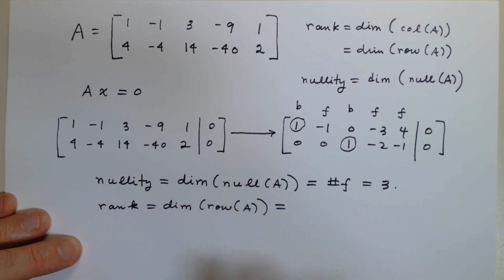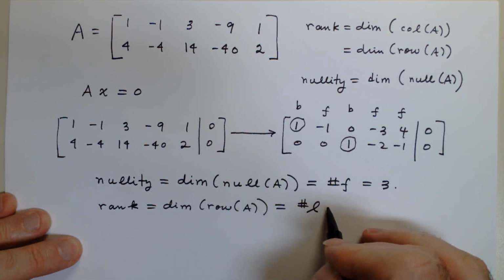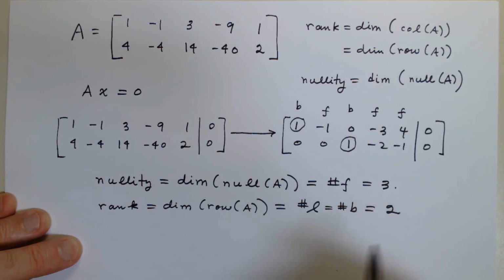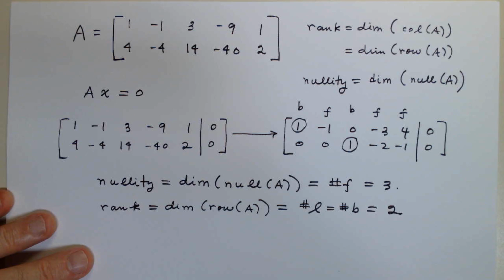Basically, we're getting 1 for each of the leading variables, so this would be the number of leading variables or the number of bound variables, which in this case is equal to 2, one for each of those leading ones. And so there's our calculation. The rank is equal to 2, and the nullity is equal to 3.